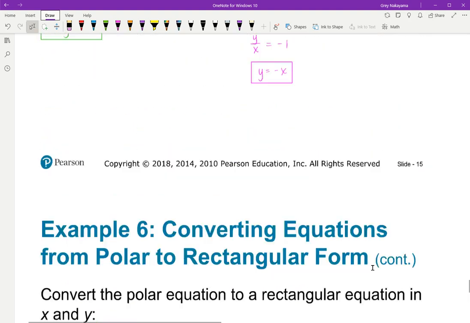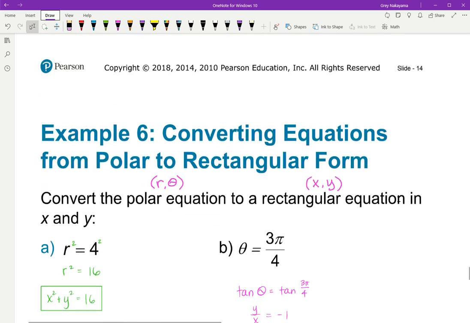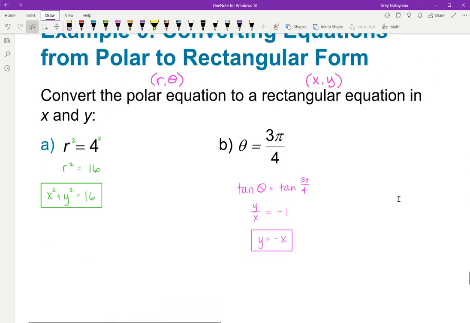But right now, what you need to know, and you need to write them down every time you have an example, are these four equations. These are the key to having success in going back and forth between polar coordinates and rectangular coordinates involving points and equations.